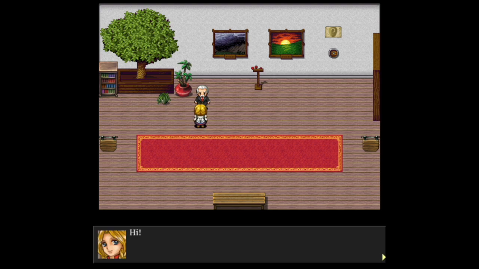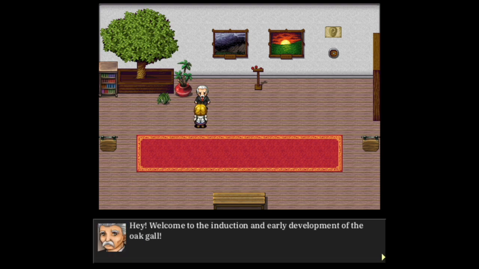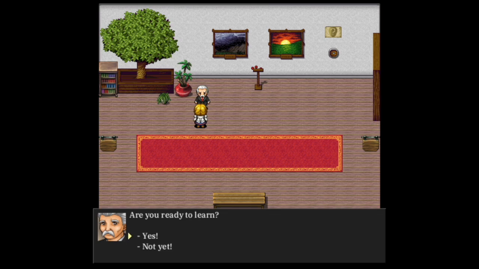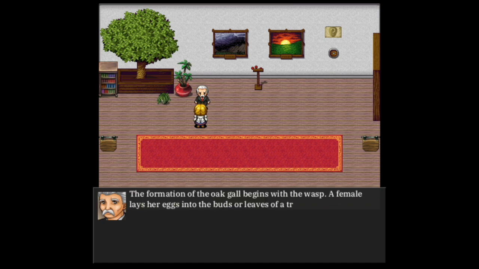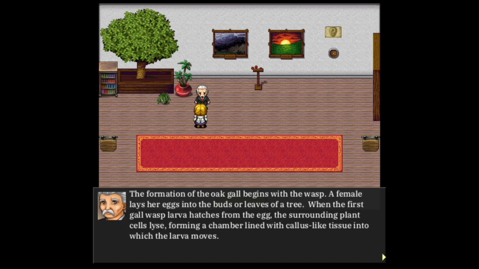Hi. Hey, welcome to the induction and early development of the oak gall. Are you ready to learn? Yes. The formation of the oak gall begins with the wasp. A female lays her eggs into the buds or leaves of a tree.